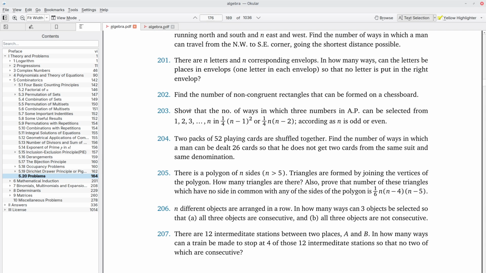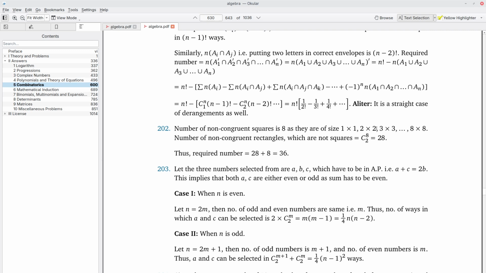Question 203 says that show that the number of ways in which 3 numbers in arithmetic progression can be selected from 1, 2, 3 up to n is 1/4 (n minus 1) whole square, or 1/4 n(n minus 2), according as n is odd or even. So we let the 3 numbers be a, b, c, which are in AP. So we can write that a plus c is equal to 2b. Now this equation implies that a and c are both odd or both even, because the sum is even.